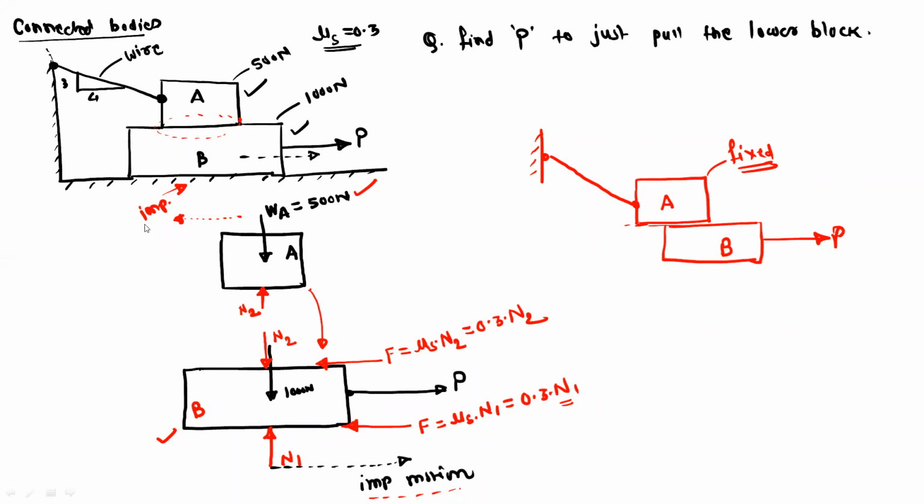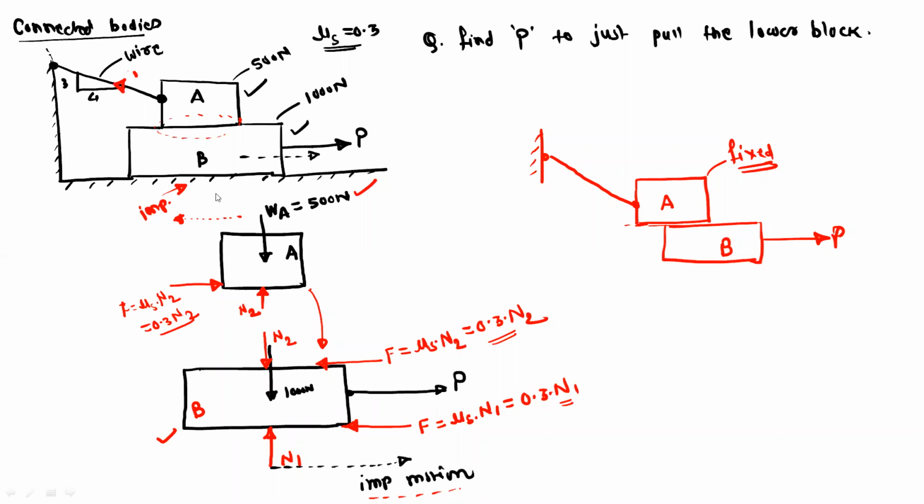As the impending motion is towards the left side, the friction force will be towards the right side, and this friction force will be offered by the block B to the block A. This value will be F equals mu s into normal reaction N2, so F equals 0.3 into N2. At this contact surface, we have the same friction force for the block B and the block A, 0.3 N2 on both, only the direction is opposite.